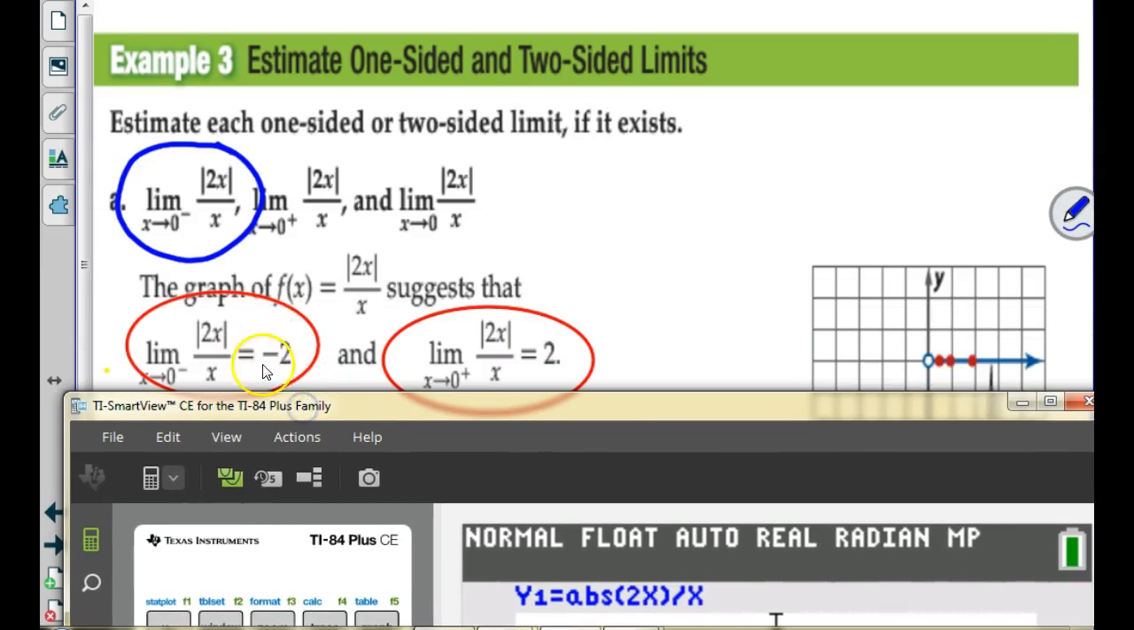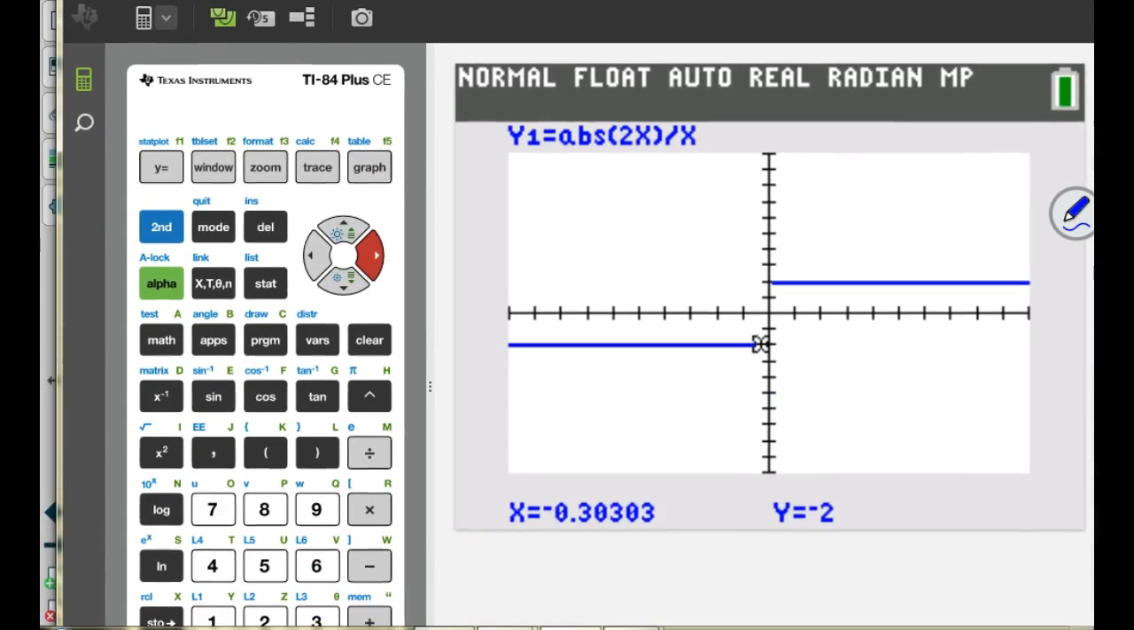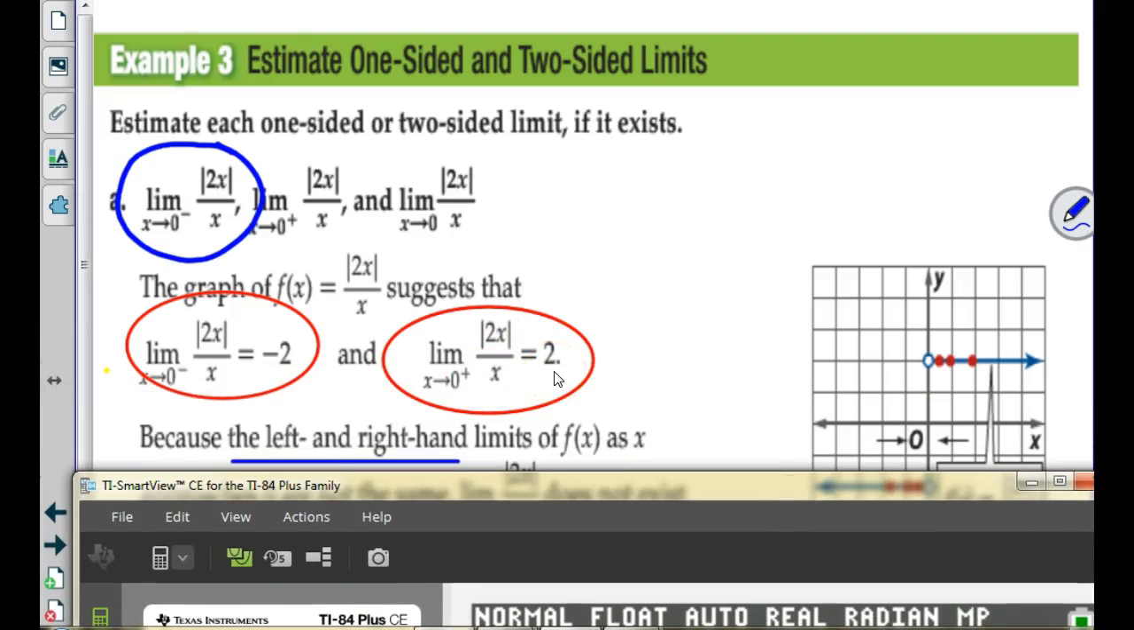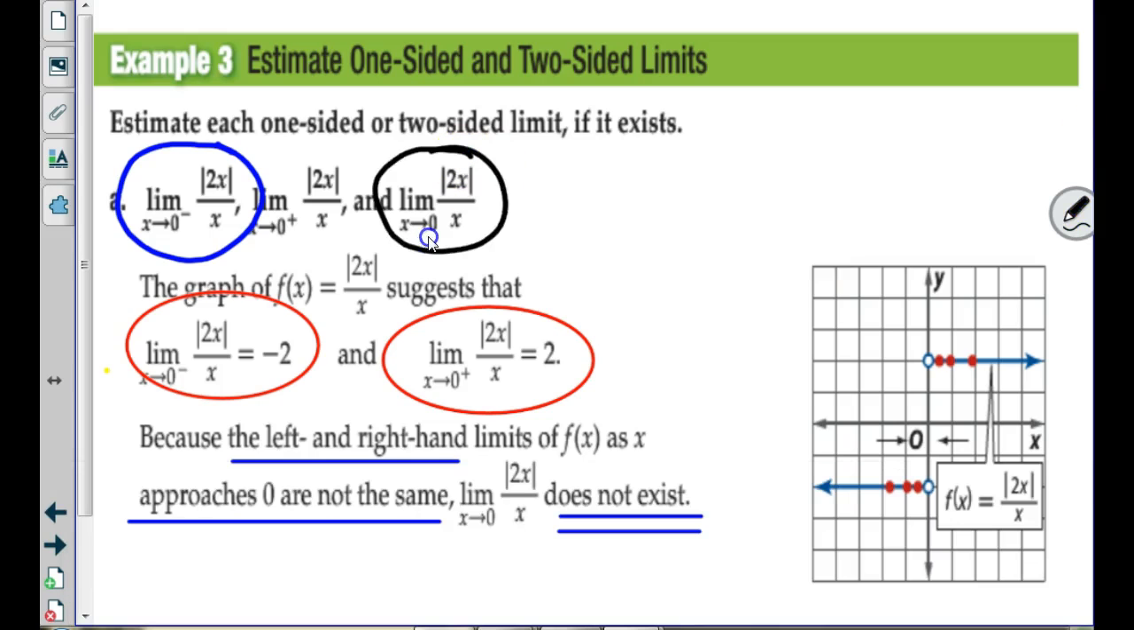That's what it says in this red box right here. Then it says what happens as you get closer and closer to 0 from the right. Okay, so I'm over here now. As I get closer and closer to 0 from the right, 0.7, 0.6, 0.4, 0.3, the y value is staying at +2. So the right-hand limit exists. It's 2. Then it asks, does the overall limit at 0 exist? The answer is no, because the left and right-hand limits are not the same. They don't approach the same number from the left as from the right, so the limit does not exist.